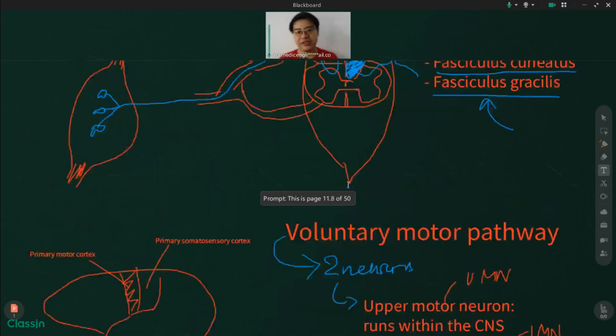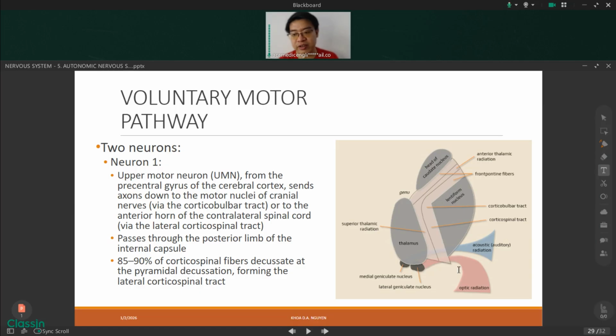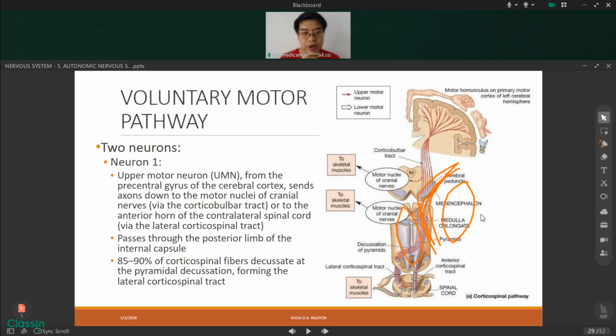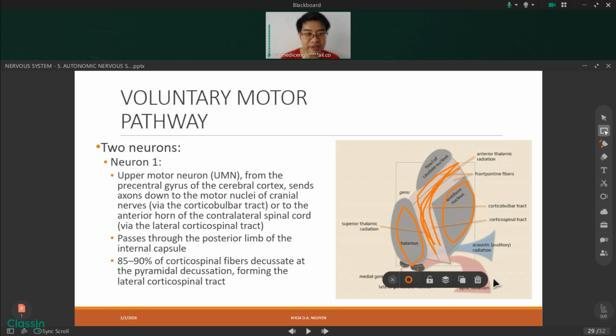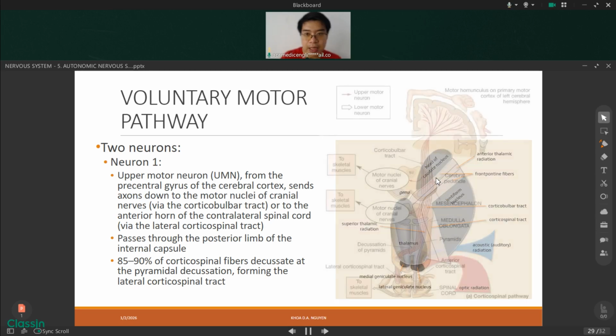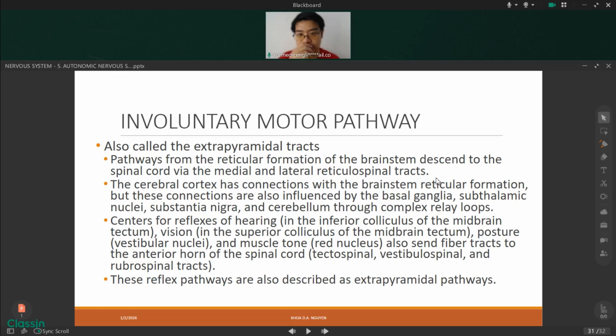So yes, that is the voluntary motor pathway. And here you can see this one there, that's your internal capsule. As you can see, it is in between the thalamus and the lentiform nucleus, which is basically the putamen and the globus pallidus, as well as the head of the caudate nucleus right there. So that's the internal capsule. Very good. And that is basically what we have said before.